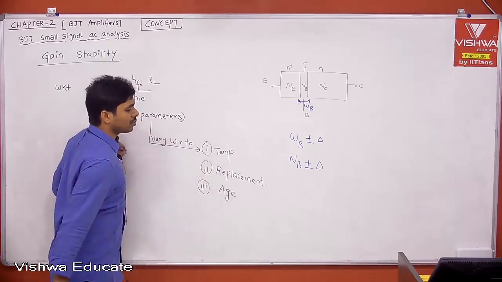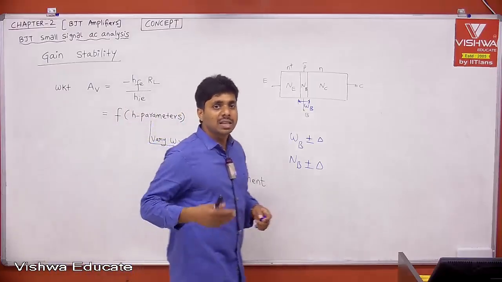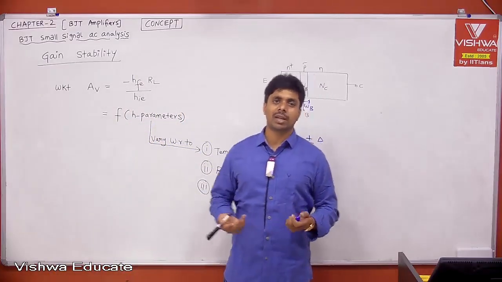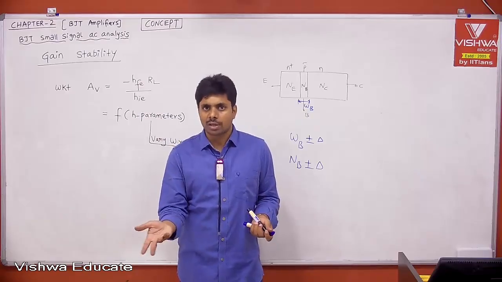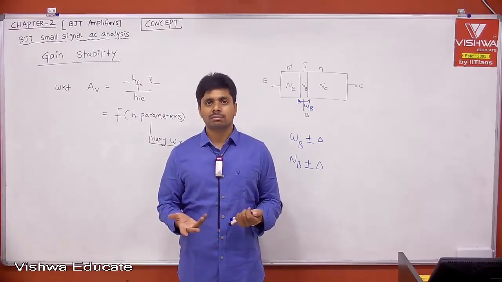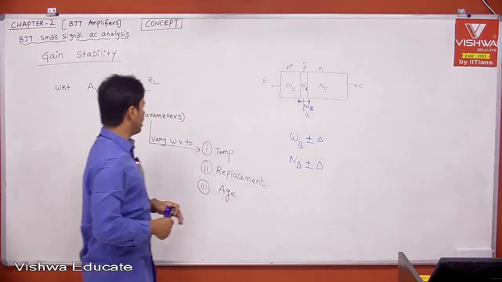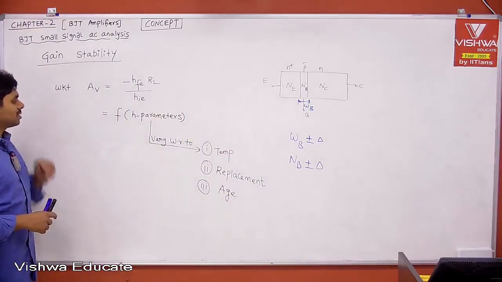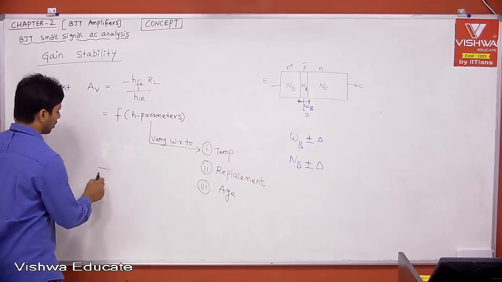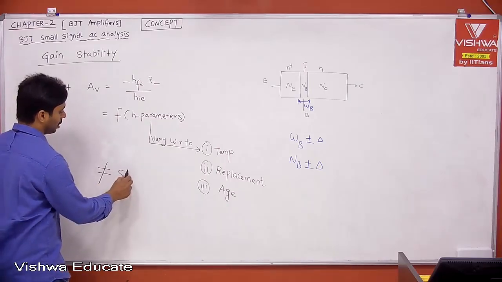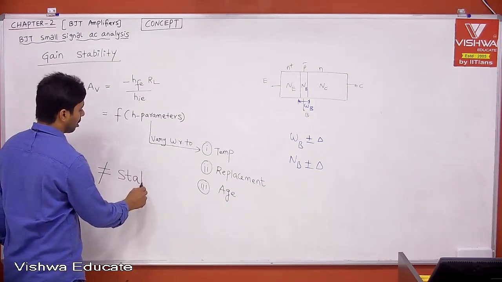But now temperature is the one which is the culprit, or I can say it changes continuously with respect to time. If you design the circuit at time t equals 0, after 1 hour the temperature will be changing. Then definitely the H parameters change. Then definitely your voltage gain changes. Therefore, because of all these things, your voltage gain is not stable. I just explained the problem statement.